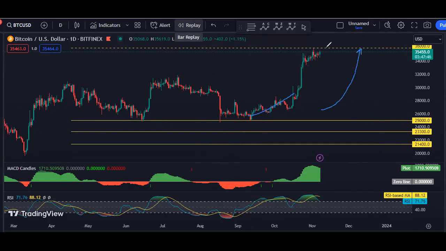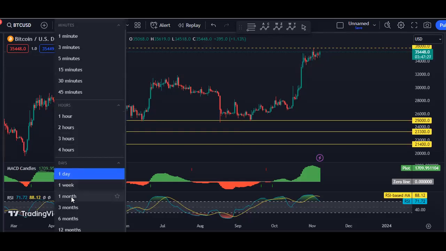As we can see, the price tagged the 36K, but there was no breakout, because we mentioned after the breakout of the 36K, we can look for 42K. As you can see, the price tagged the 36K. Now we want to see what's next, whether this is a correction or we can look for continuation. Anyway, we start with the higher time frame to see what's next.